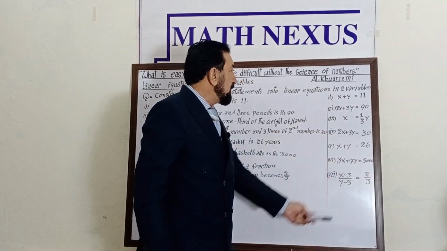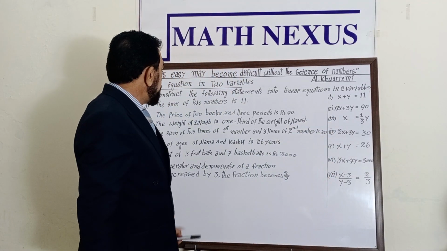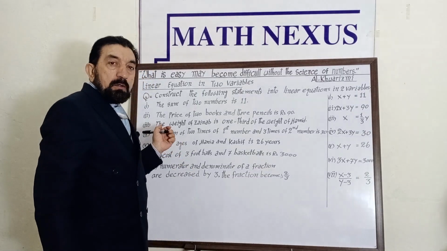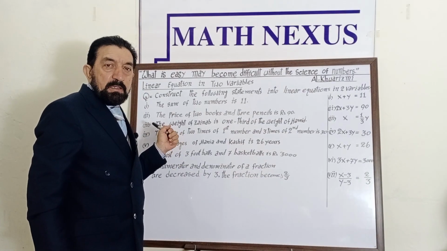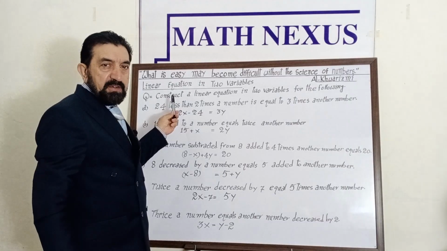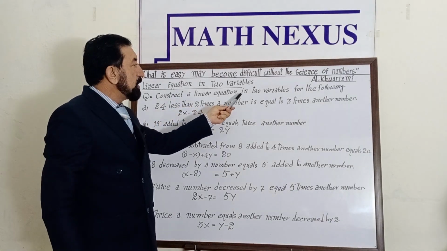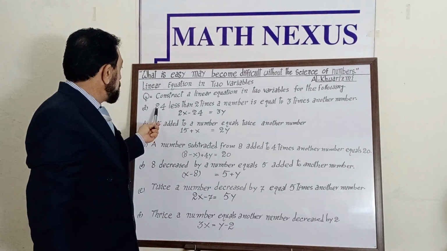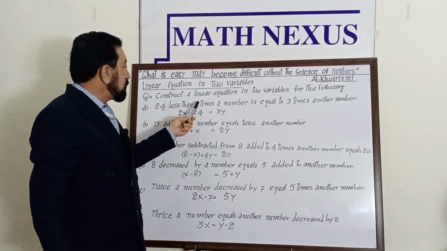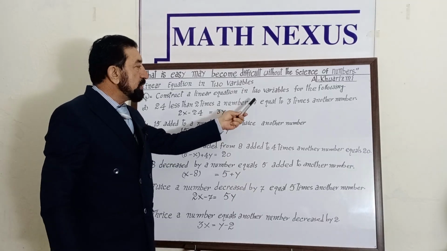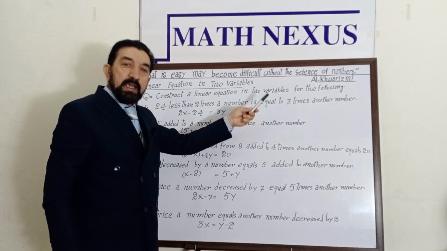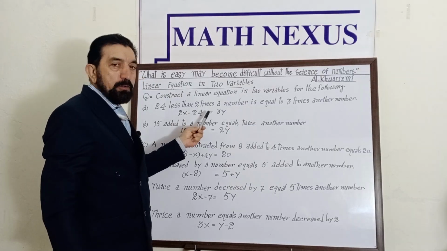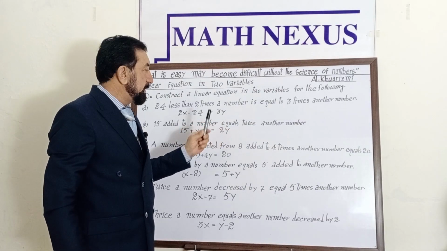This is the linear equation standard form, and this is the linear equations in a statement. Construct a linear equation in two variables for the following. First, 24 less than 2 times a number is equal to 3 times another number. We can write 2x minus 24 equal to 3y.